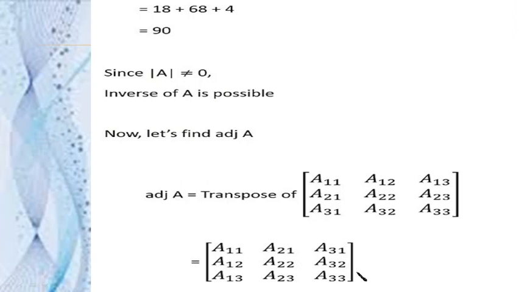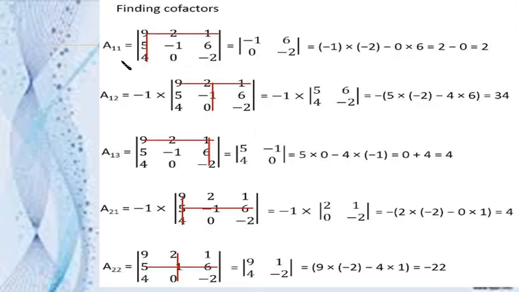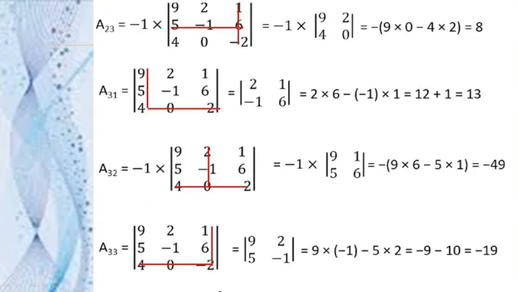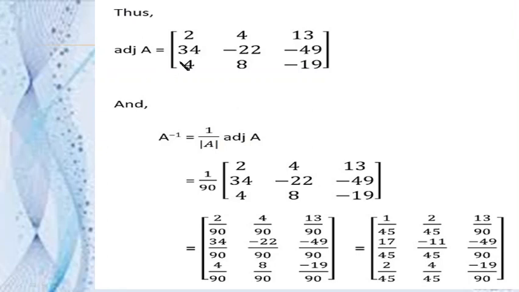So first of all, we have to find all 9 cofactors. So A11 means we have to cross out first row, first column, and then we'll find the determinant, and then A12. And yes, we have to keep the sign in mind. 1 plus 1, 2, positive, and 1 plus 2, 3, which is negative. So we have taken minus 1. Here 1 plus 3, 4, positive, 2 plus 1, 3, negative. So that way we have to find all 9 cofactors. Put them in this matrix. Adjoint A is ready. Now A inverse is equal to 1 upon determinant A into adjoint A.